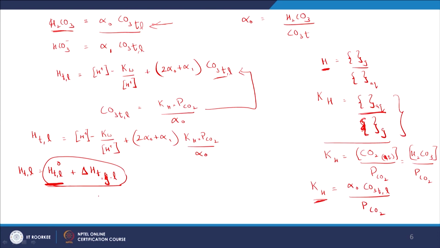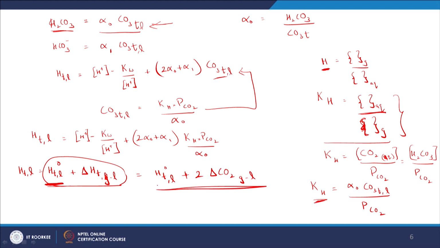So let us try to come back to here and let us try to see that. So that is going to be equal to H total initially in the liquid phase plus 2 times delta CO2 gas to liquid, right. And this is something again we looked at earlier.